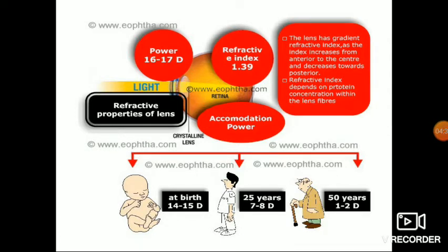Accommodative power of the eye is maximum at birth, that is 14 to 15 diopters, and as the age increases it decreases. At the age of 25 it is 7 to 8 diopters, and at the age of 50 years it's 1 to 2 diopters, which is known as the condition called presbyopia, where there is a decrease in the accommodation of the eye.